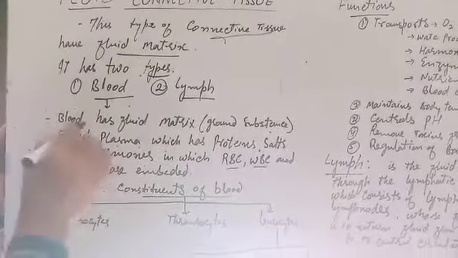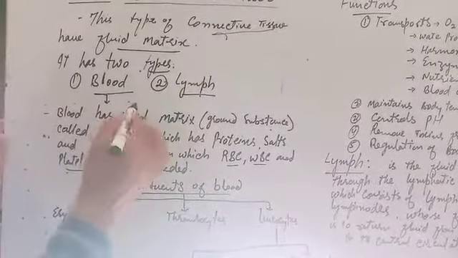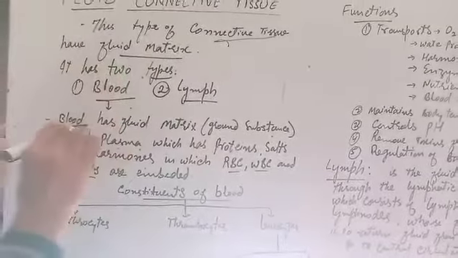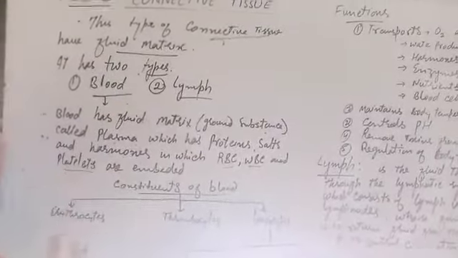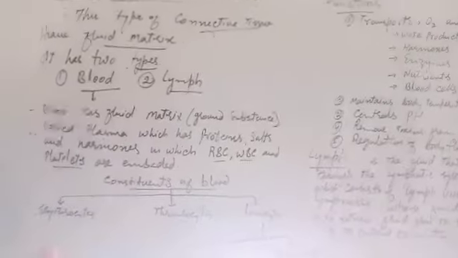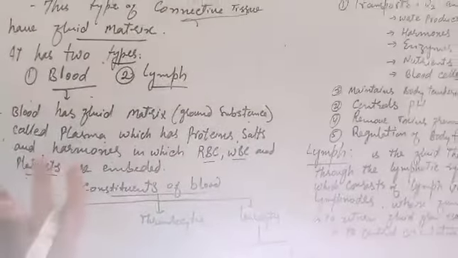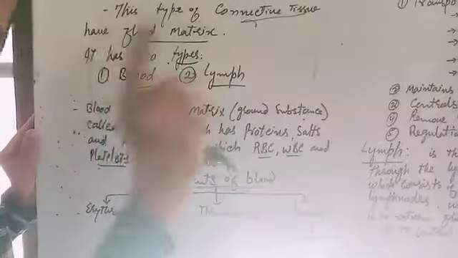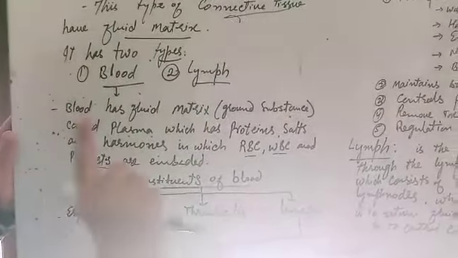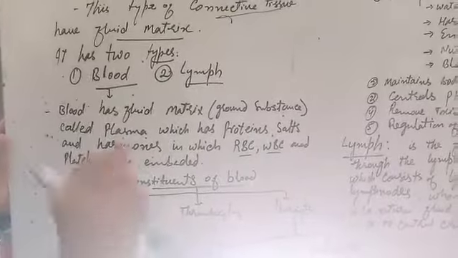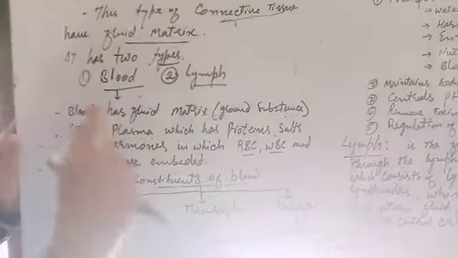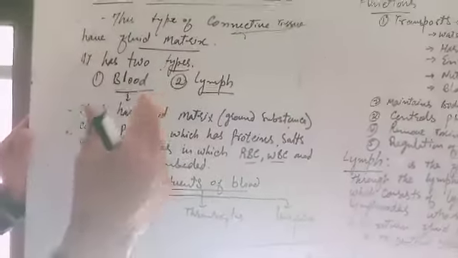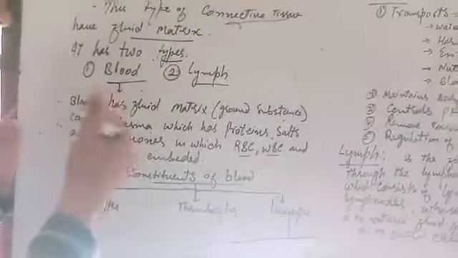Blood. What is blood? Blood has a fluid matrix. It is a connective tissue. Why connective tissue? Because it connects a lot of organs and tissues in our body, and it has the same origin as other connective tissue. These are the two important points why blood is considered a connective tissue. Number one, it connects all the organs and tissues of our body. Number two, it originates from the same origin from where the other connective tissue develops.